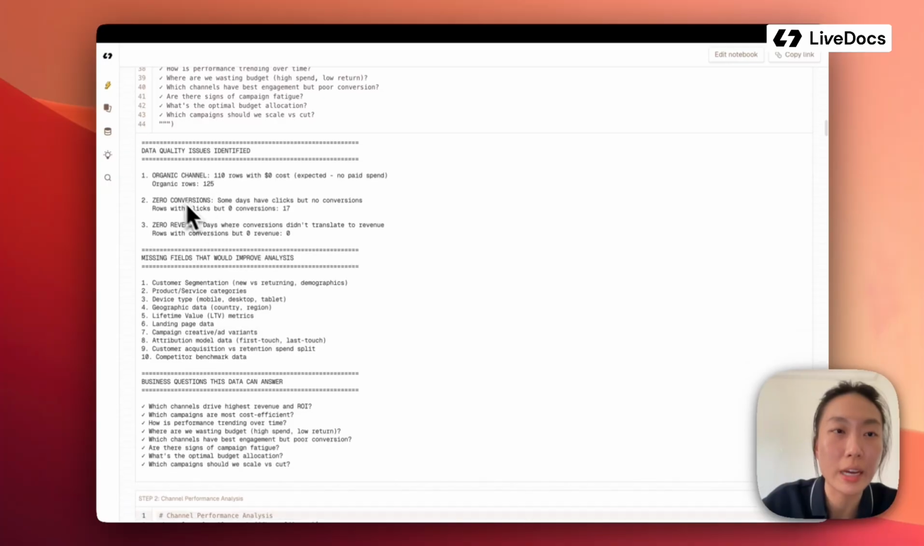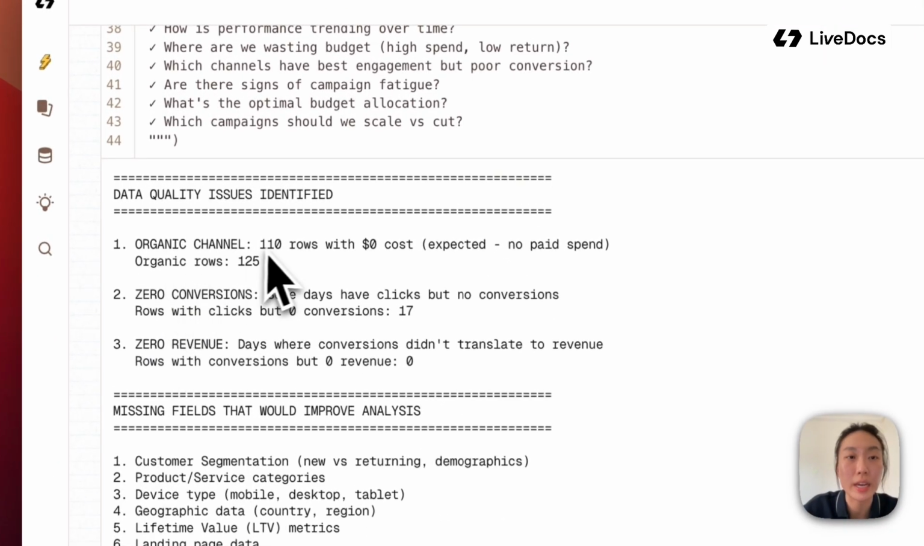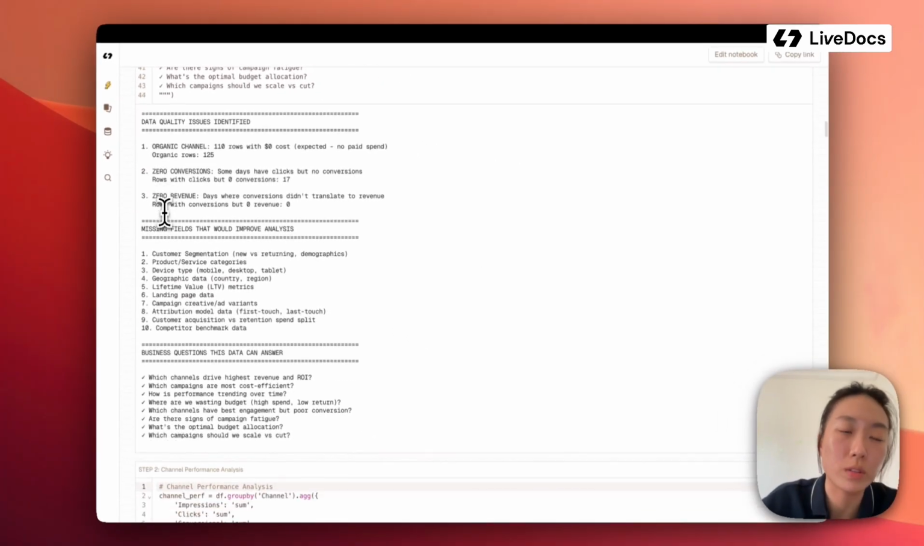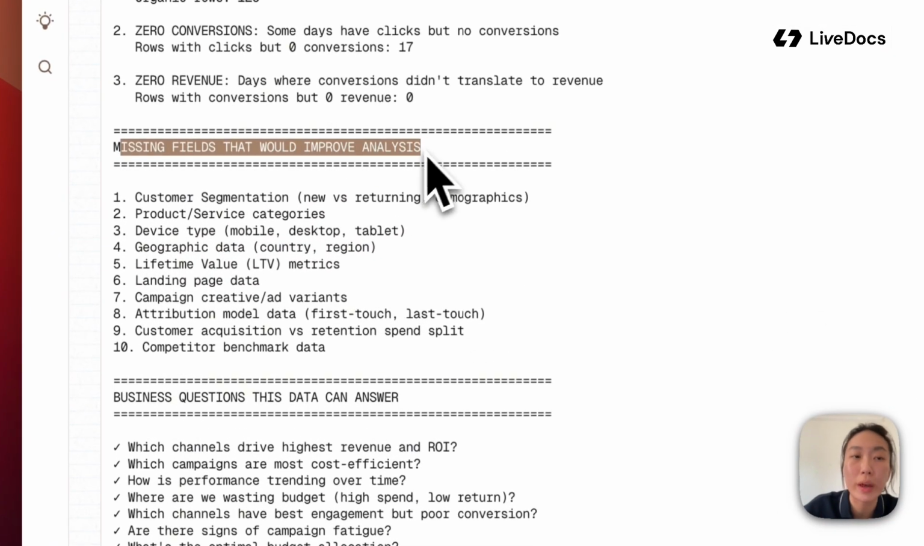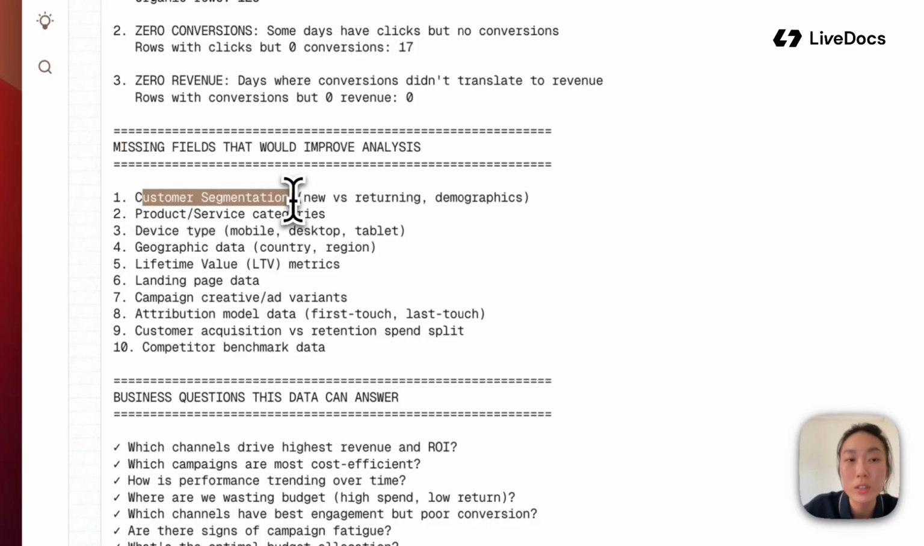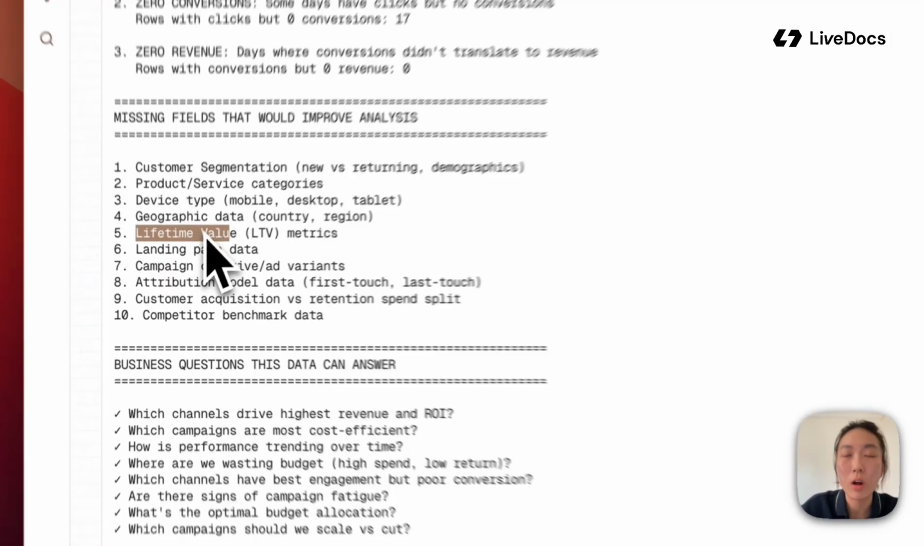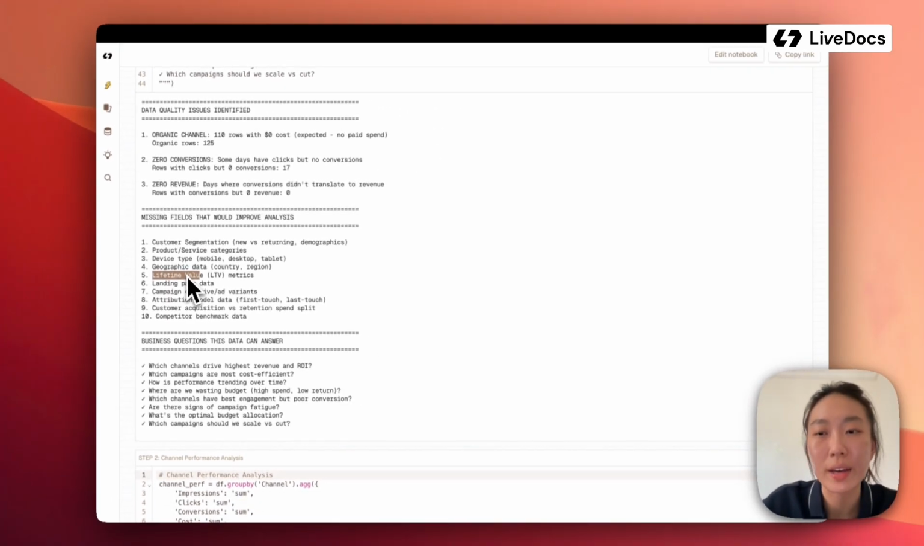So as you can see, the AI told me that there are 110 rows with 0 cost, 0 conversions, and some days have clicks but no conversions. You can also see missing fields that would improve analysis, for example customer segmentation, which I could have in the data set. Also product or service categories, whether they are using mobile or desktop, geographic data, and lifetime value.